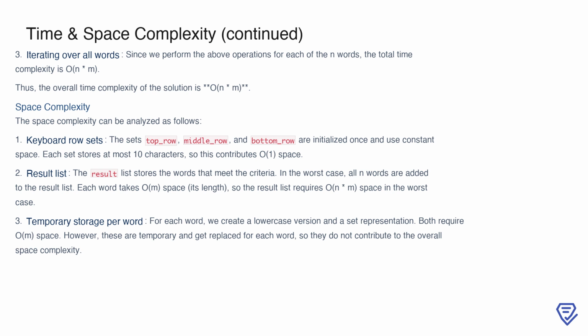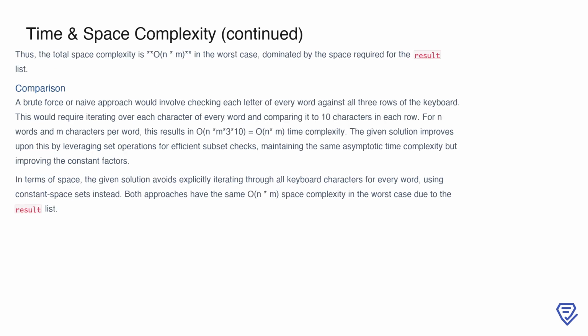Next, we consider the result list, which stores the words that meet the criteria. In the worst case, all n words from the input list could be added to this result list, and since each word takes m space, this list would require O(n*m) space in the worst case. Finally, for each word, we temporarily create a lowercase version and a set representation. Both of these require O(m) space, but since they are temporary and replaced for each word, they do not contribute to the overall space complexity. Thus, the total space complexity of the solution is O(n*m), primarily due to the space required for the result list in the worst case.